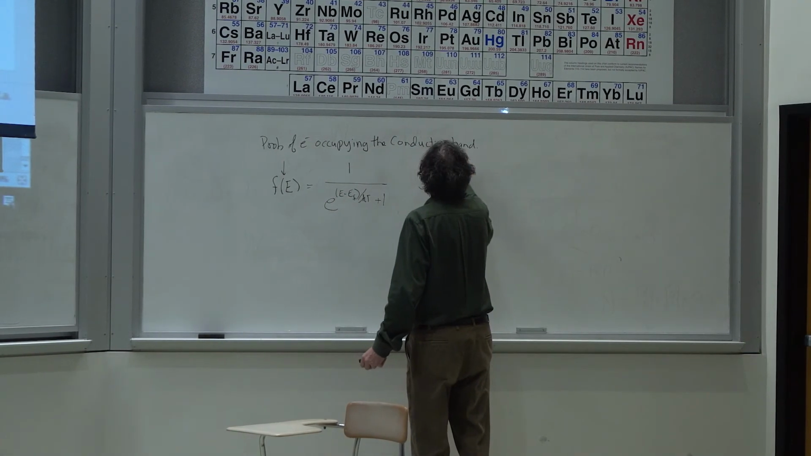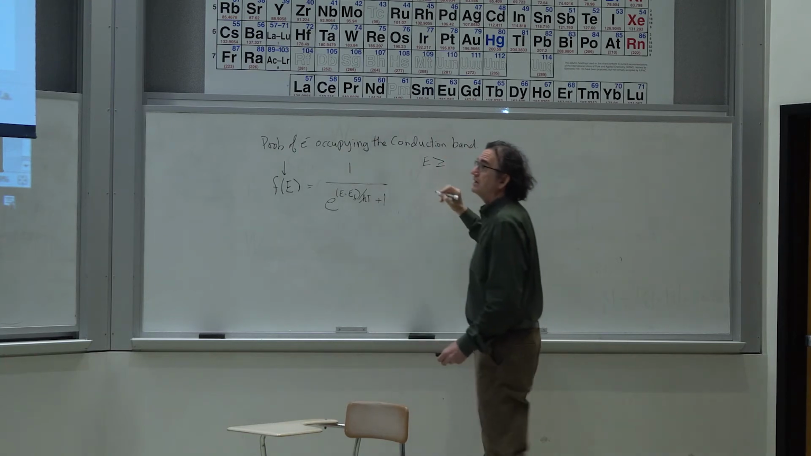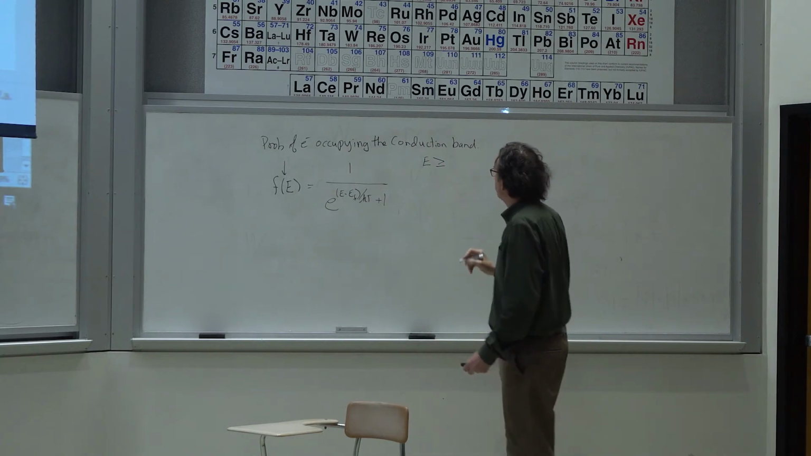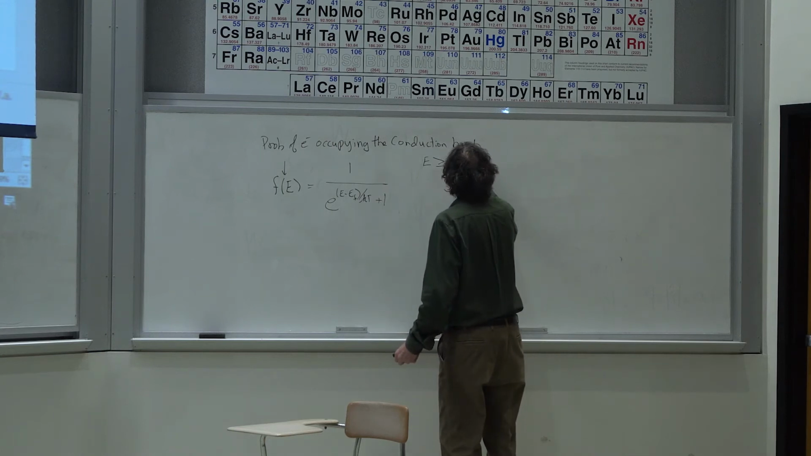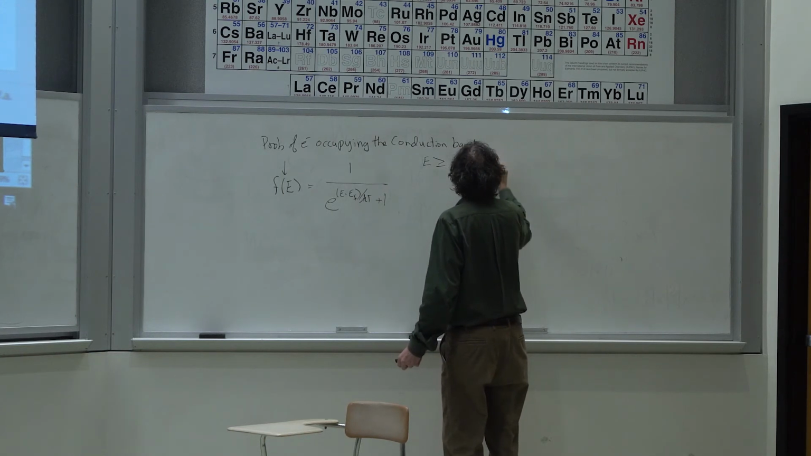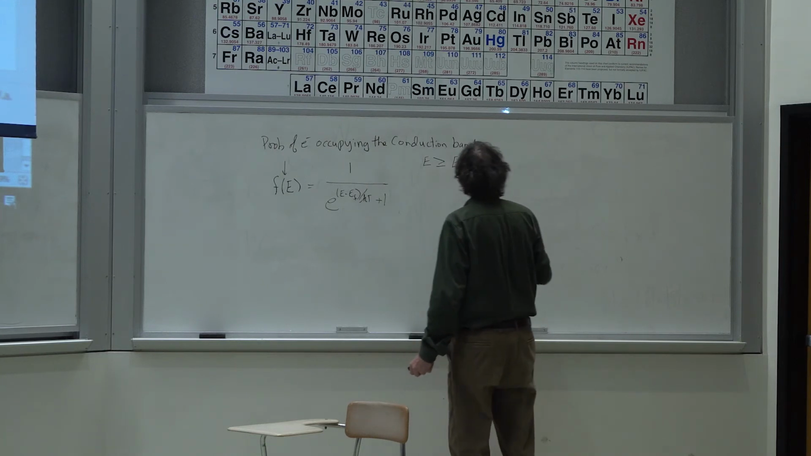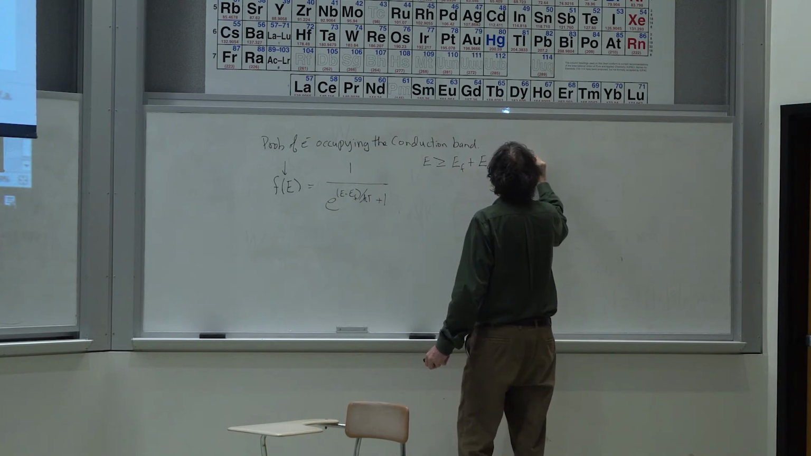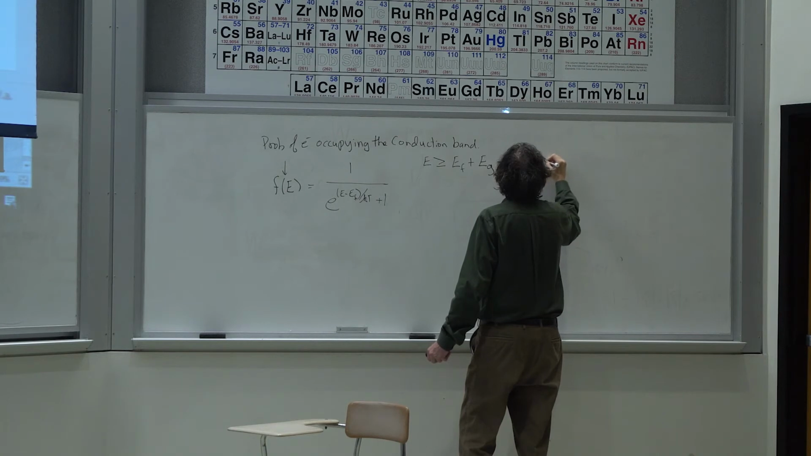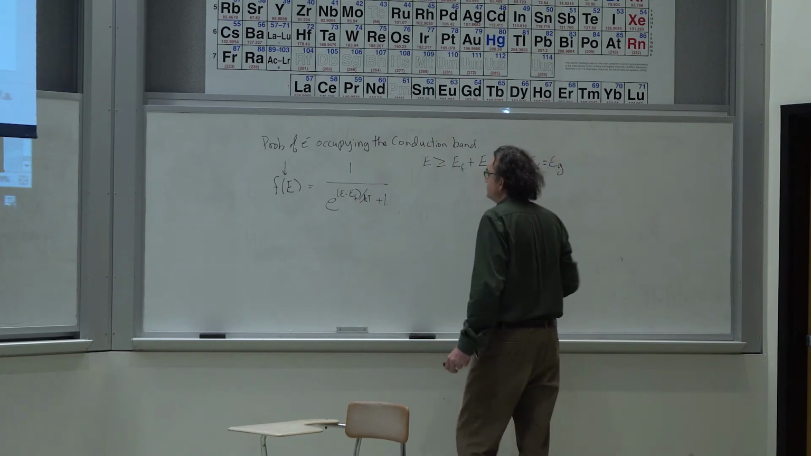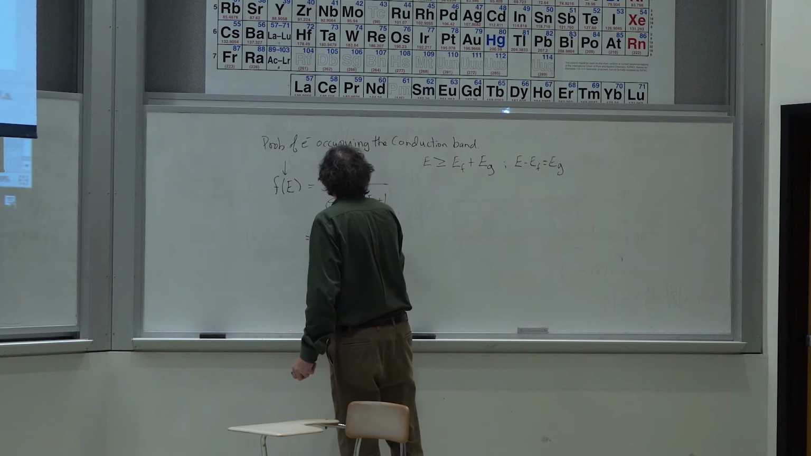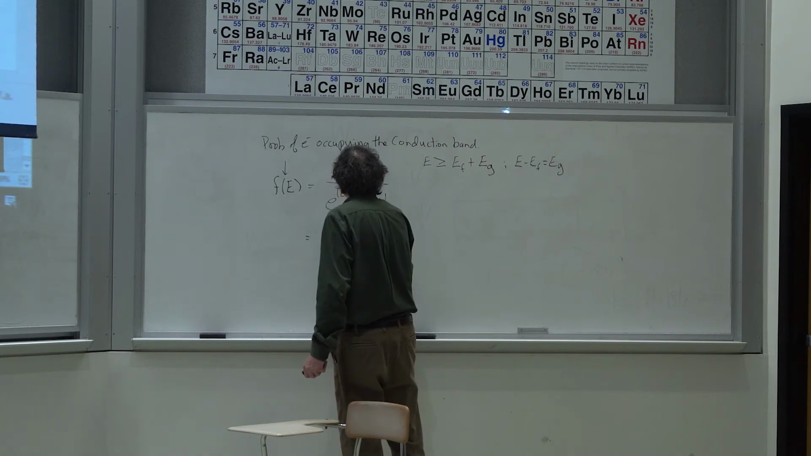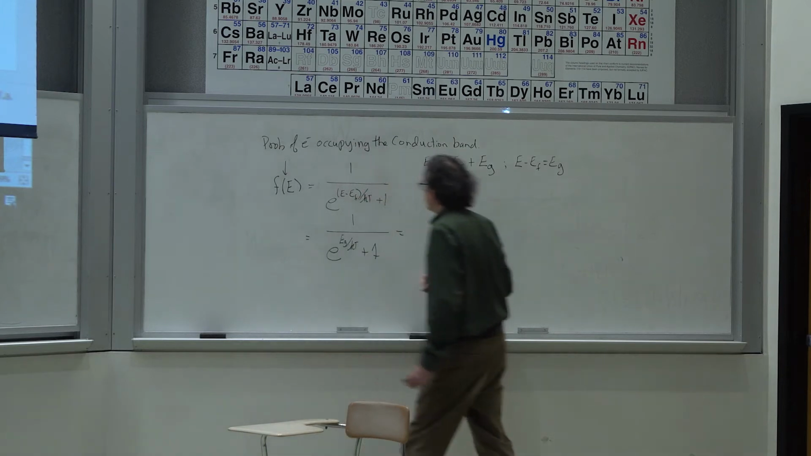the energy E must be greater than or equal to the Fermi energy plus the band gap energy, E gap. Okay. So I get that the minimum energy required is E minus E_F equal to the band gap energy. That is the energy that I need to be able to lift electrons into the conduction band. So this becomes e to the E_G divided by kT, plus 1. So that's e to the E_G over kT.